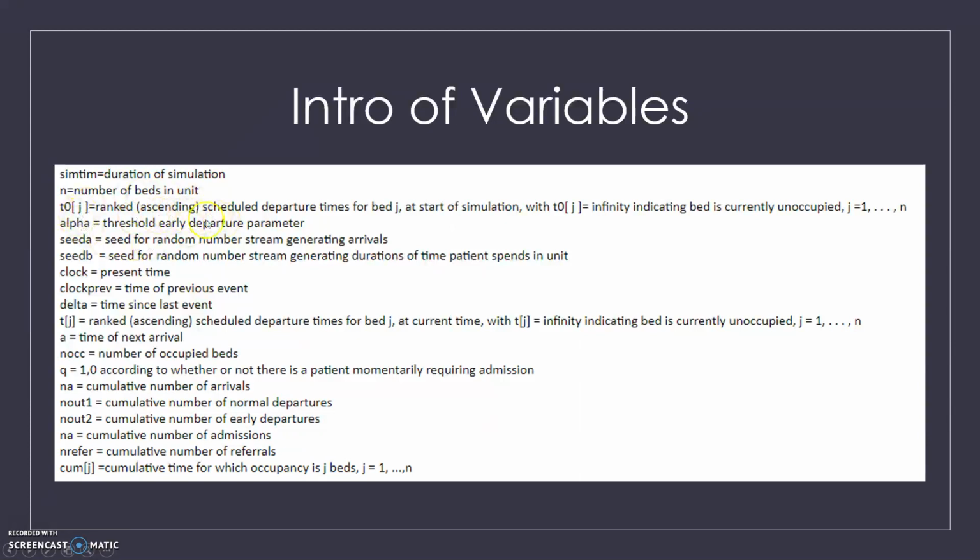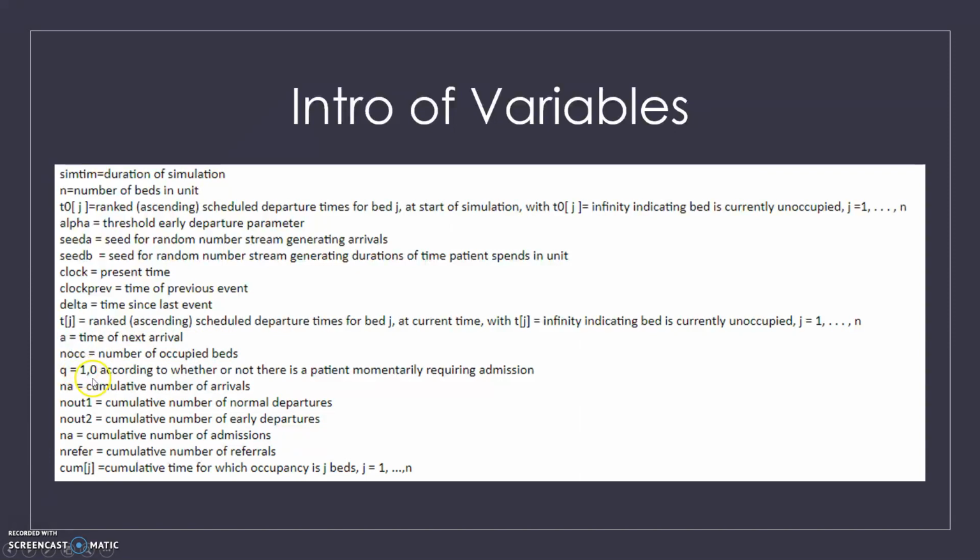We talked about on the last slide, we have two seeds. The clock is the present time. Clock previous is the time of the previous event. Delta is the time since the last event. Then regular T naught is the departure times for the bed, and A is the next arrival. NOCC is the number of occupied beds, so that's important.